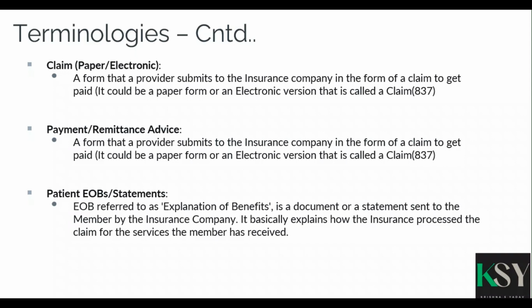So there is a typo here, it should have been an 835 in the definition. Sorry about that. And then the patient EOBs or statements. So EOBs are the explanation of benefits. It is a document or a statement that's sent over by the insurance company to the members. It explains how the insurance has processed their claims and what services the member has received as part of his visit.